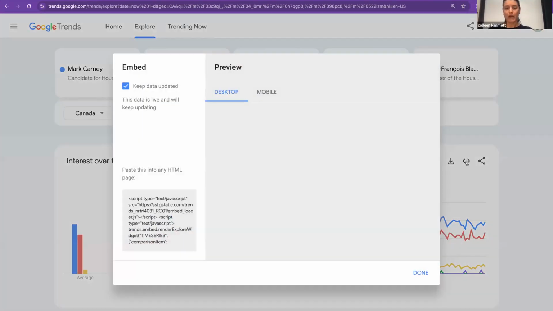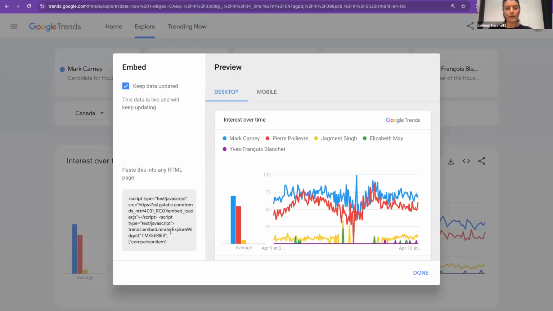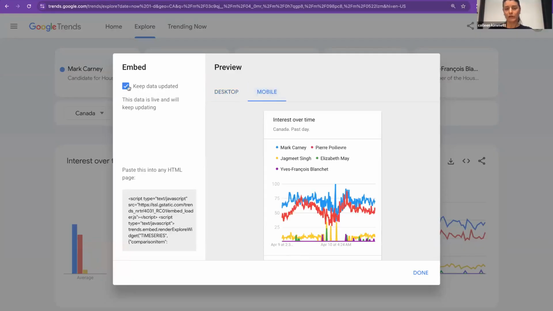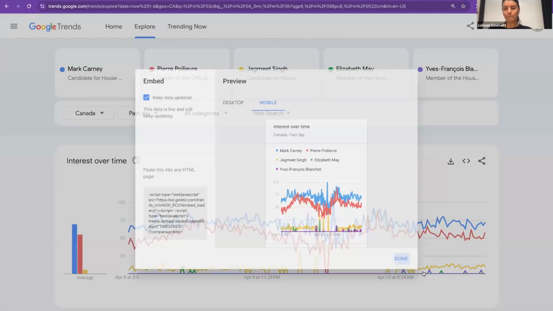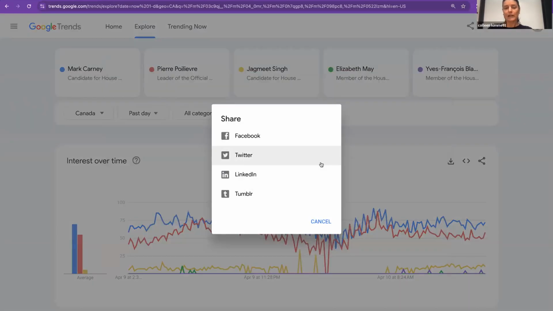If I click here on embed, I get an HTML script that I can embed into a page for desktop or mobile. And I have the option to keep this data updated on my site, so it will change to show search interest in the past day, up to date. And then this is just a static image that I can share on social media.